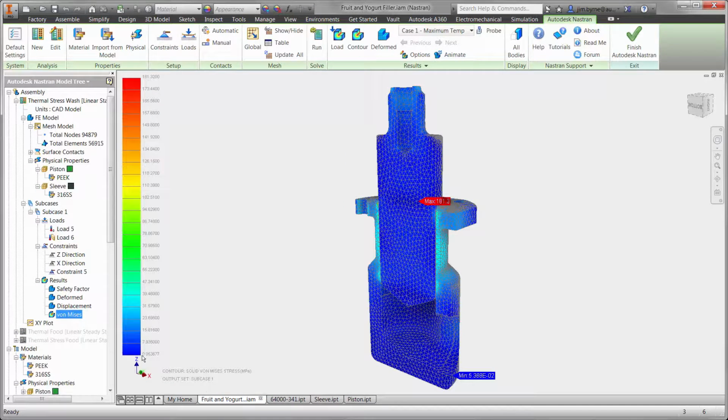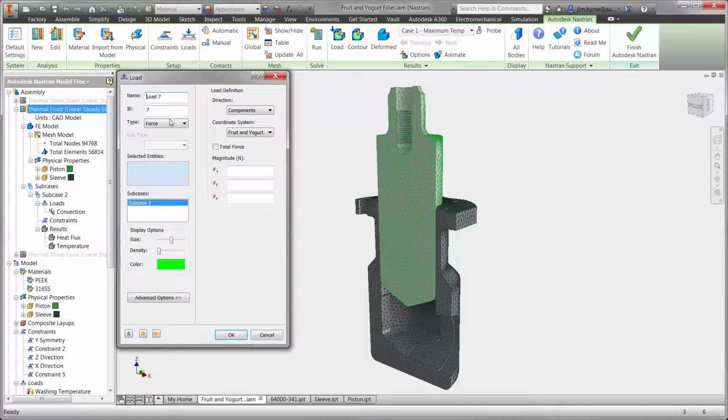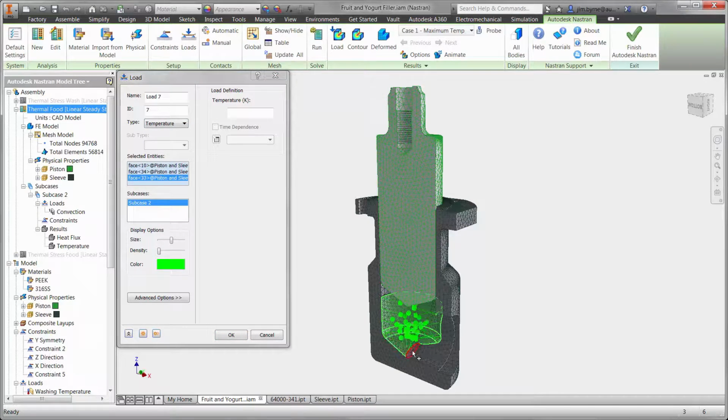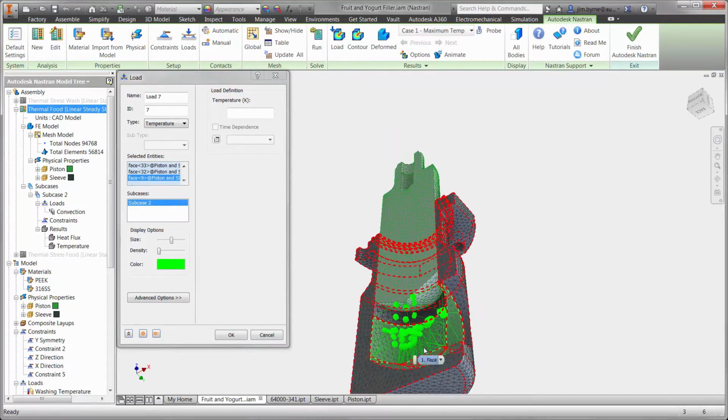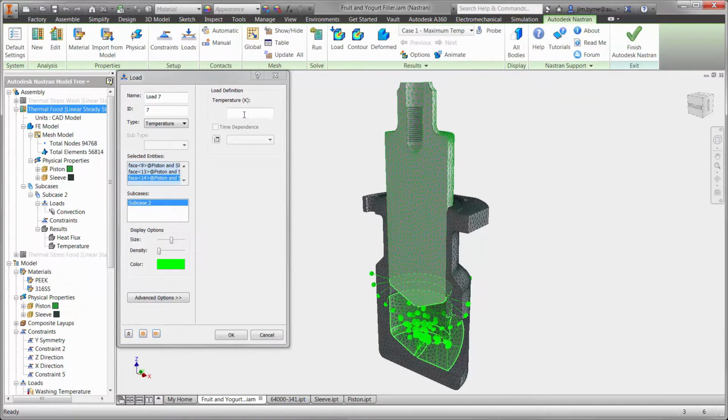Back in the assembly, there is one other scenario worth looking into. At times, the food that is used in the filler may be heated. If that is the case, we should consider running this study. This time, the heat source is applied to the faces in the chamber, including the bottom faces of the piston. We will use a temperature since the food is constantly being moved in and out of the sleeve.